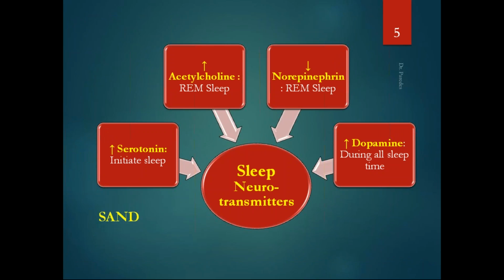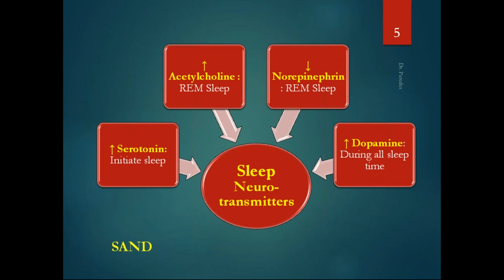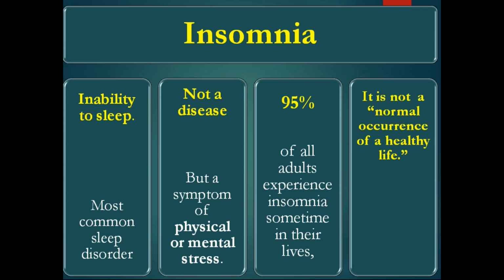All right, so let's keep going. We have the neurotransmitters that are going to be used for sleep: serotonin, acetylcholine, norepinephrine, and dopamine. All right, I'm not going to go into too much detail on this. Probably we can do another video about each of them. So let's keep going with what we need to treat, or what is about pharmacology specifically.